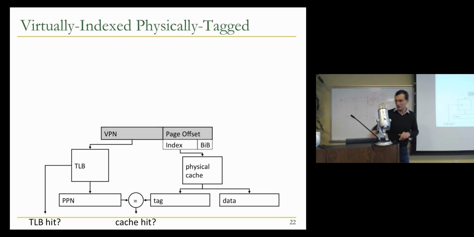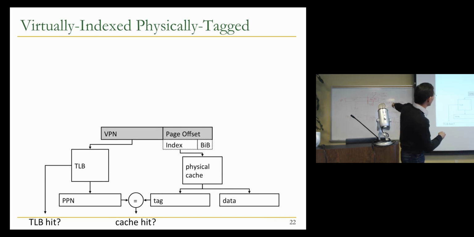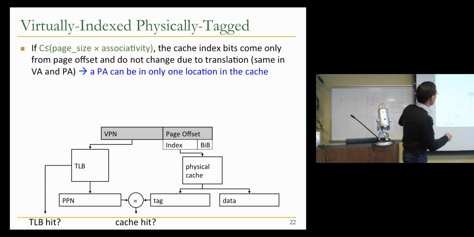So let's go back to this a little bit. Basically, this is what I showed you over here. Your index bits come from the page offset. That way you ensure that a virtual address never is in multiple locations in the cache. But this also limits the cache size to page size times associativity, or less than that.